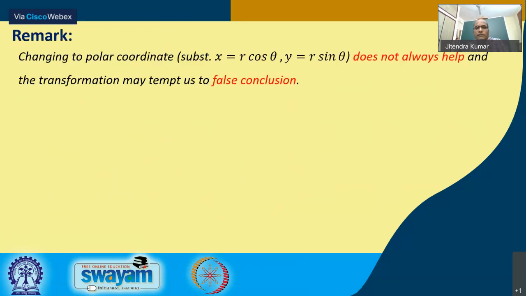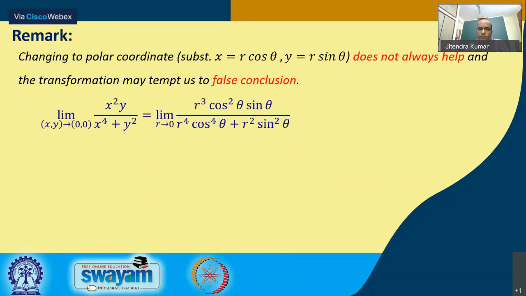What is again very important, which I want to mention here, is that changing to polar coordinates does not always help. In fact, this transformation may sometimes tempt us to give a false conclusion. How does this false conclusion arise? For instance, we see this example, x square y over x to the 4 plus y square. And we change the coordinate system to polar coordinates. What you realize now is that we have r cubed, we have r to the 4, we have r square.